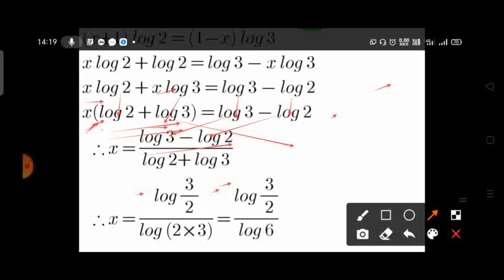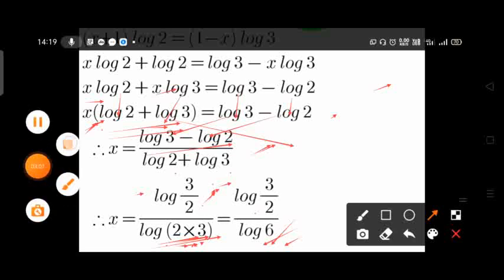So finally here we can write, by using the logarithmic law, the second logarithmic law, log a minus log b is equal to log a by b. So by using that formula, log 3 by 2. In the same way down also, log 2 plus log 3, log ab we can write here, see, log 2 into 3 is log 6. So log 3 by 2 by log 6 is the answer we need.